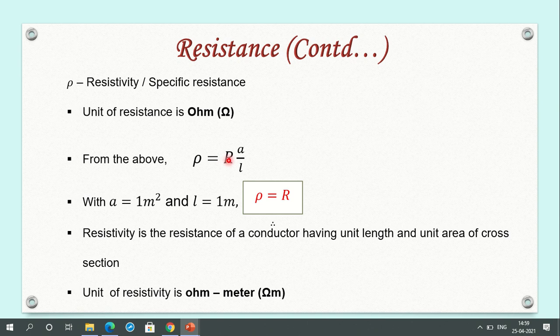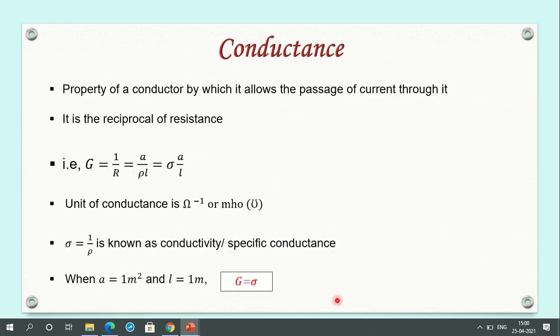We know the unit of resistance is ohm, that of area is meter square, and that of length is meter. So meter and meter get cancelled, and what we get is ohm meter. So the unit of resistivity is ohm meter.